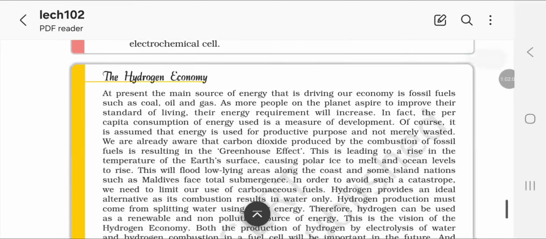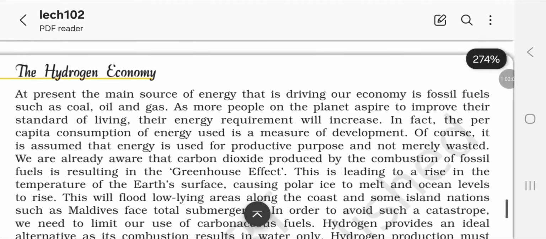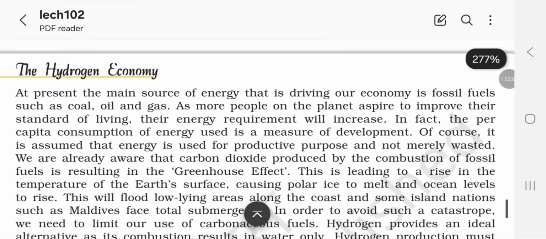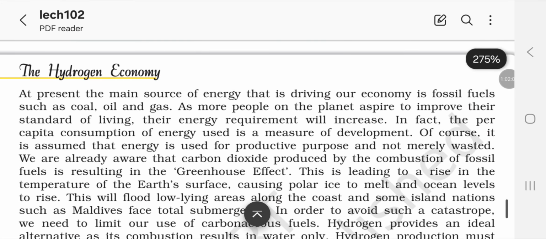The hydrogen economy. At present, the main source of energy that is driving our economy is fossil fuels such as coal, oil, and gas. As more people on the planet aspire to improve their standard of living, their energy requirement will increase. In fact, the per capita consumption of energy used is a measure of development. Of course, it is assumed that energy is used for productive purpose and not merely wasted.